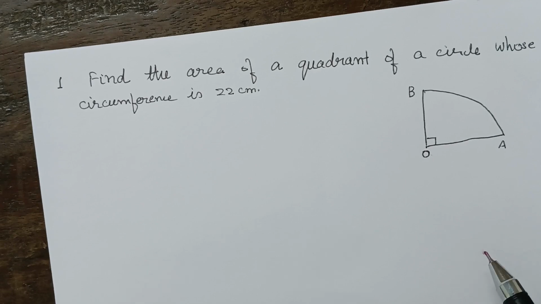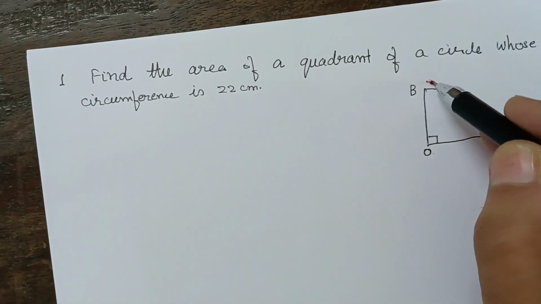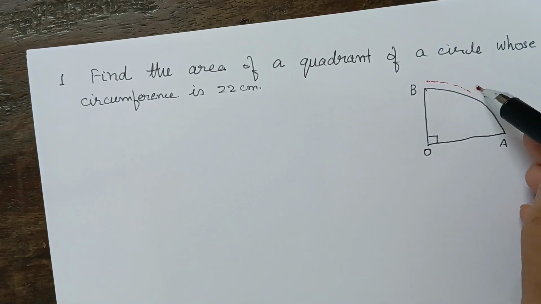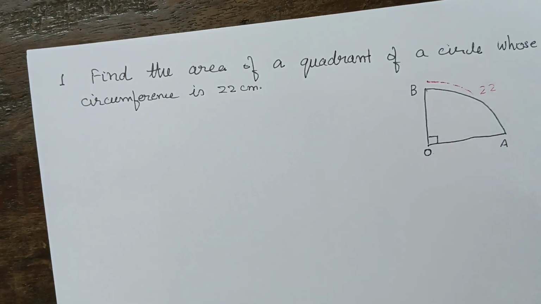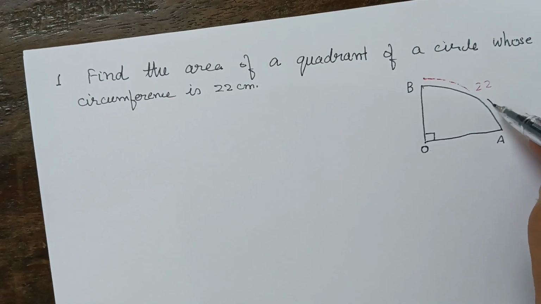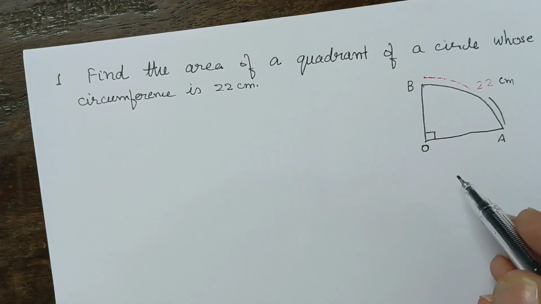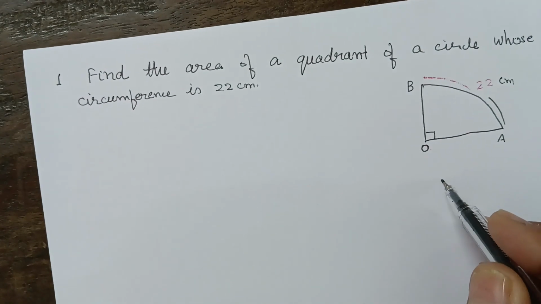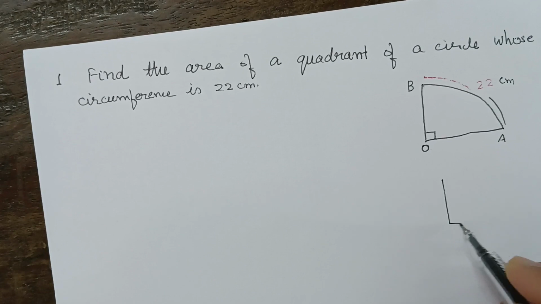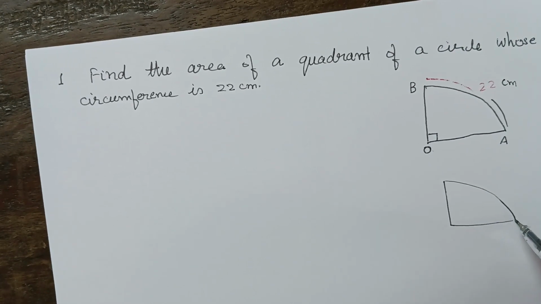Now we have two questions based on this. One where circumference is given. This is given 22 centimeter. This much part here. Another question where perimeter is given. This is the perimeter of the quadrant.